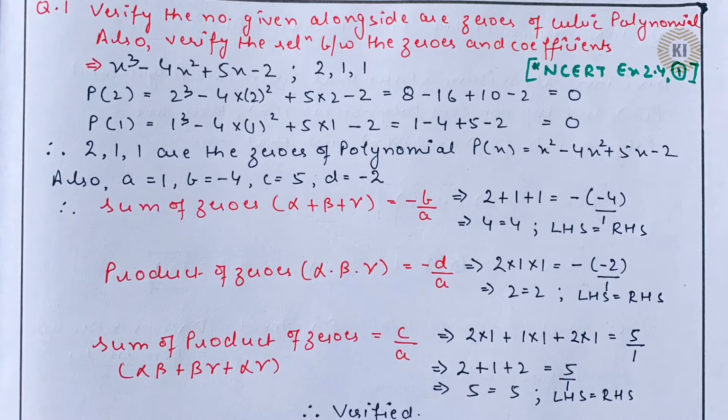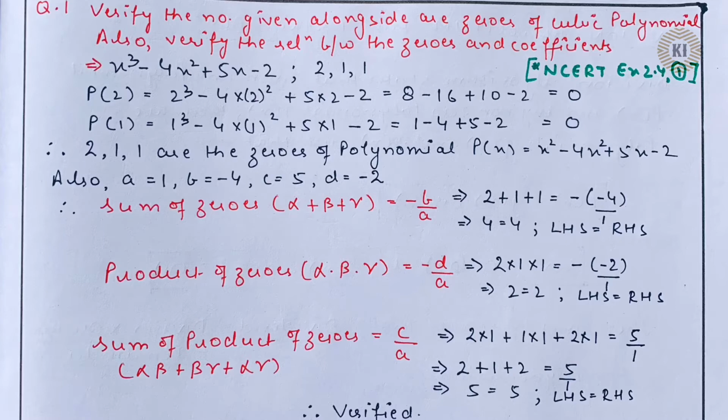Again, we have not done it for the third one because it is 1 only. Again, we will get the same answer 0. So only for two values you have to verify. If the third value was different, then we would have substituted it and verified it. Okay. Now sum of zeros, alpha plus beta plus gamma. This we have seen in our previous slide, it is equal to minus b by a. So on the left hand side, if I'm adding the three zeros, 2 plus 1 plus 1, we are getting 4. And on the right hand side, by the formula, if I'm substituting minus b by a, it will come minus into minus 4 by a, which is also 4. So left hand side and right hand side are both coming equal as 4.